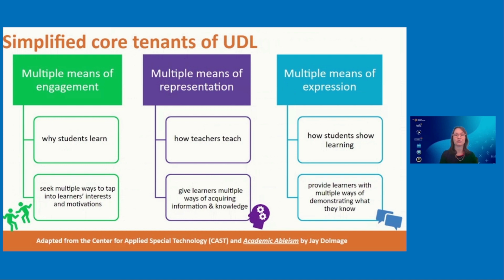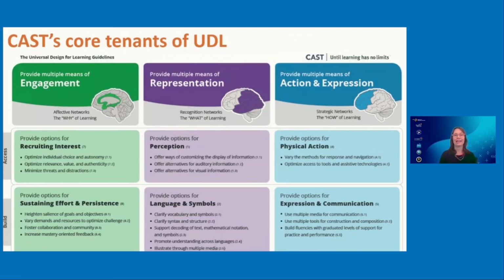I want to show you a screenshot of the CAST website to give you a sense of how much information is out there. You can see in this green column for engagement, there are multiple bullet points. Each of those bullet points expands to another web page. And this is only a portion of the main page that goes down lower as well. So you can see there are many, many ways that you can apply ideas to your teaching to broaden access.